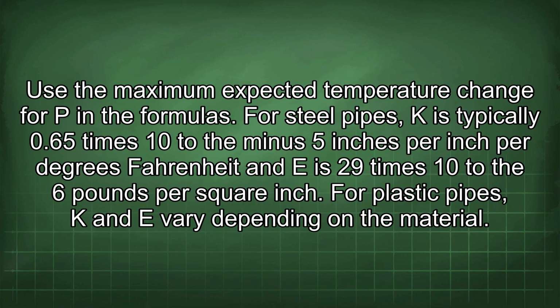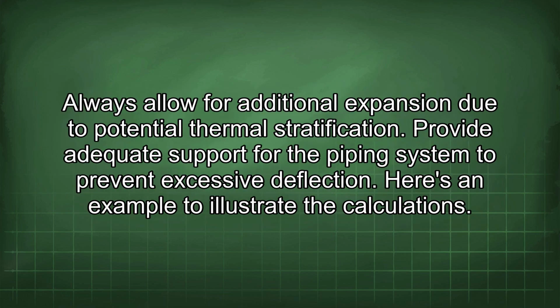Use the maximum expected temperature change for p in the formulas. For steel pipes, k is typically 0.65 times 10 to the minus 5 inches per inch per degrees Fahrenheit, and e is 29 times 10 to the 6 pounds per square inch. For plastic pipes, k and e vary depending on the material. Always allow for additional expansion due to potential thermal stratification. Provide adequate support for the piping system to prevent excessive deflection.